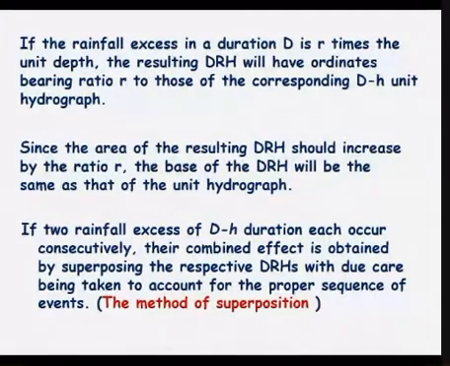If the rainfall excess in a duration D is r times the unit depth, the resulting DRH will have ordinates bearing ratio r to those of the corresponding D-hour unit hydrograph. Since the area of the resulting DRH should increase by the ratio r, the base of the DRH will be the same as that of the unit hydrograph. If two rainfall excesses of D-hour duration each occur consecutively, their combined effect is obtained by superposing the respective DRH, with due care being taken to account for the proper sequence of events. The method of superposition.